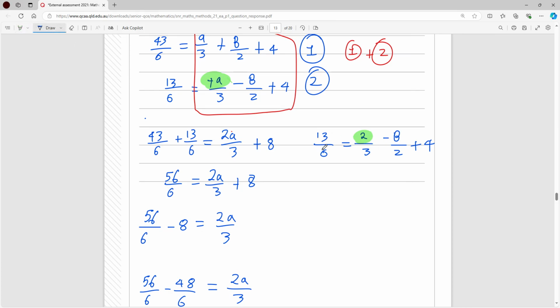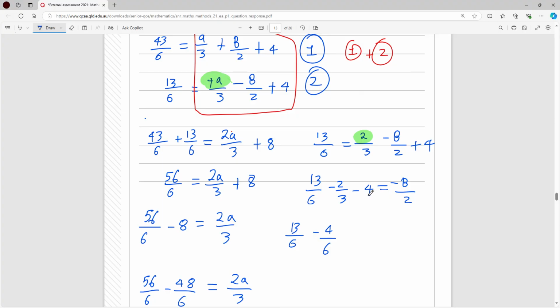Alright, so move that guy across. So we have 13 on 6 minus 2 on 3 minus 4 equals negative b on 2. So let's try and simplify that. 6 and 3 are pretty close, but you just got to times the top and bottom here by 2. That way they can have a common denominator of 6. So 13 on 6 minus 4 on 6.